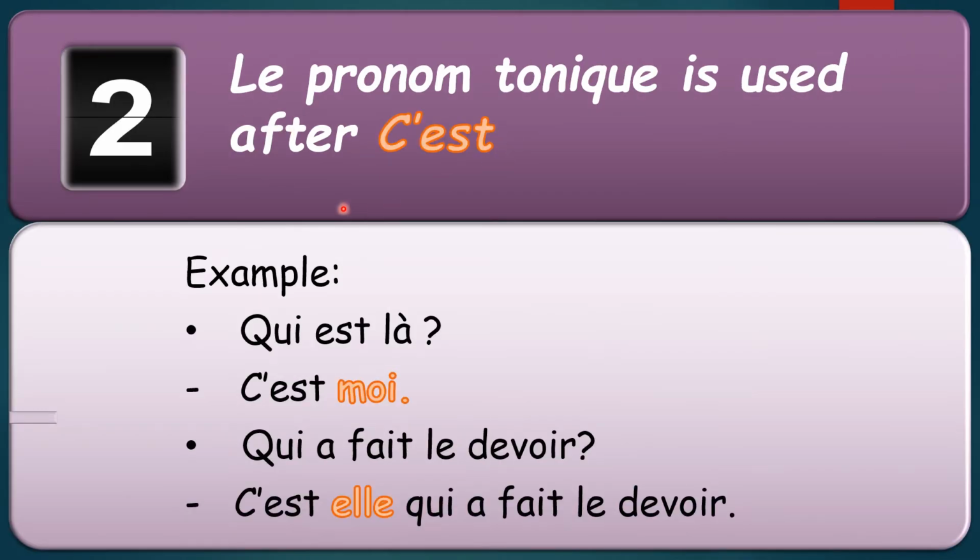Pronoms toniques are also used after the expression c'est, means this is. Qui est là? C'est moi. This is me. Qui a fait le devoir? C'est elle qui a fait le devoir. This is she who has done the homework. As you can see, with the expression c'est, we can use pronoms toniques.